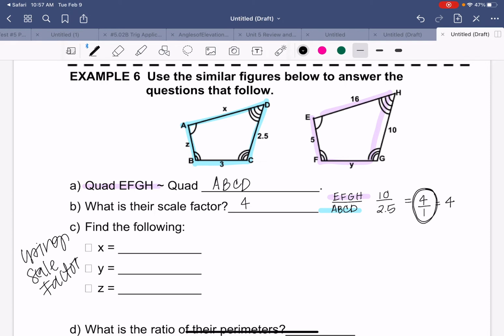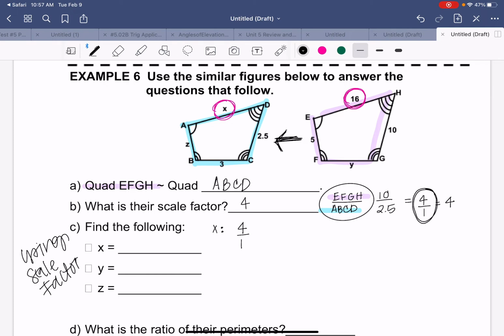The biggest thing when finding a missing value is to figure out what its corresponding side is. Well, x's corresponding side is 16. Remember, it's always going to be EFGH over ABCD, so let's stay consistent. We're going from purple to blue, so EFGH to ABCD. Again, the scale factor always comes first. So when we're finding x, scale factor is always going to be our first ratio.